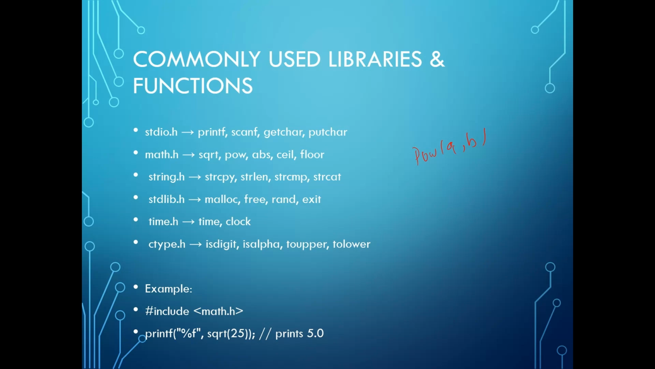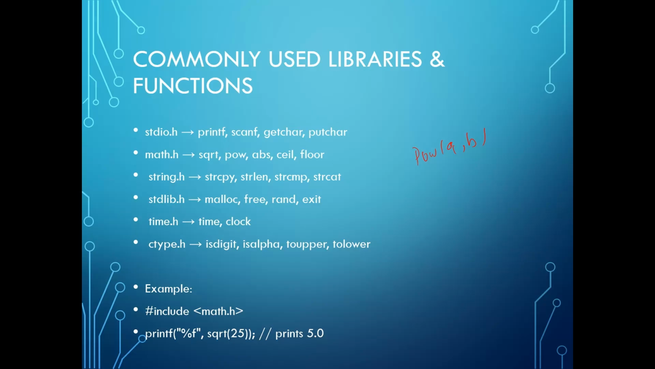So ceil goes for the smallest integer which is greater than or equal to x, so it's basically rounding up. Floor x is the largest integer which is less than or equal to x, which rounds down the integer value. Coming to the string.h, strcpy copies one string into another.